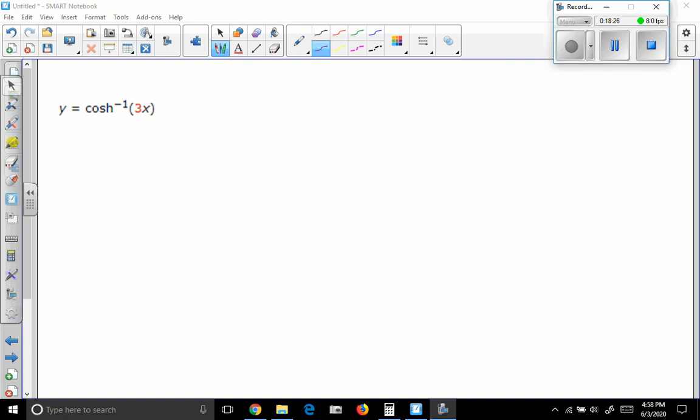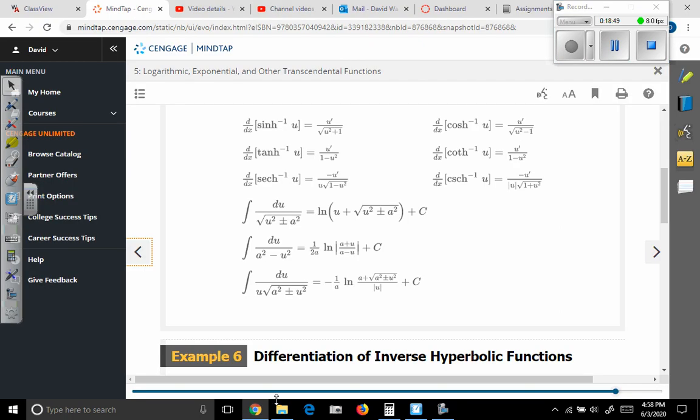As we go on to the next problem, now we're taking the derivative of inverse hyperbolics. So we started out taking the derivatives of trig functions at one point, then we took the derivative of inverse trig functions. Now we've taken the derivative of hyperbolic functions, now we're taking the derivative of inverse hyperbolic functions. And as with any derivative, you just need to know what the formula is to get that derivative.